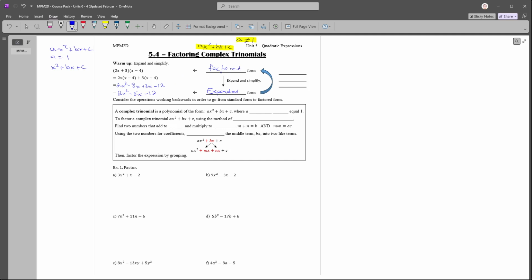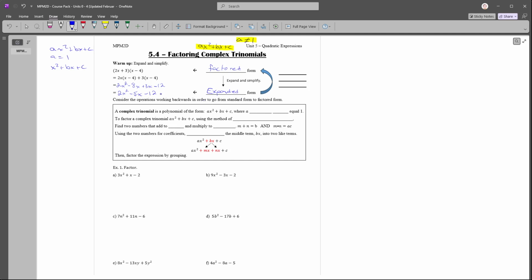Now, our goal in this lesson is to take this fully expanded form and reverse it back up into factored form. If you've noticed throughout this entire unit, that's what we've been doing. We've just basically been going back and forth between expanded to factored form or factored form to expanded form. It depends on what our needs are in a given question. So it says, consider the operations working backwards in order to go from standard form to factored form.